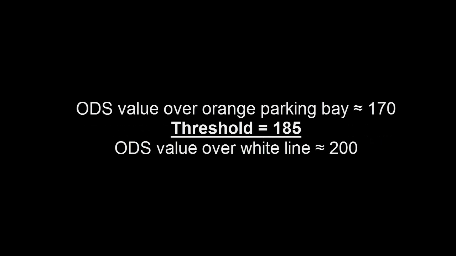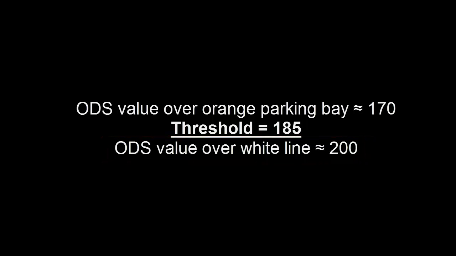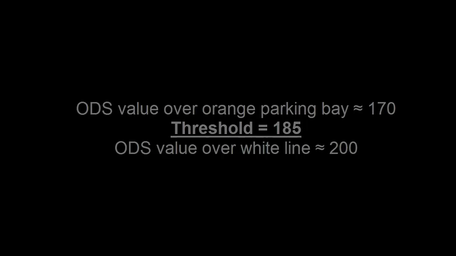Let's take the average of the orange and white values and define that as our threshold value. If the sensor value is above the threshold, the sensor is most likely over the white line, and we will want to correct its position by steering the robot to the right. If the sensor value is below the threshold, the sensor is most likely either over the blue floor or the orange parking bay. Either way, we will want the robot to drive straight.